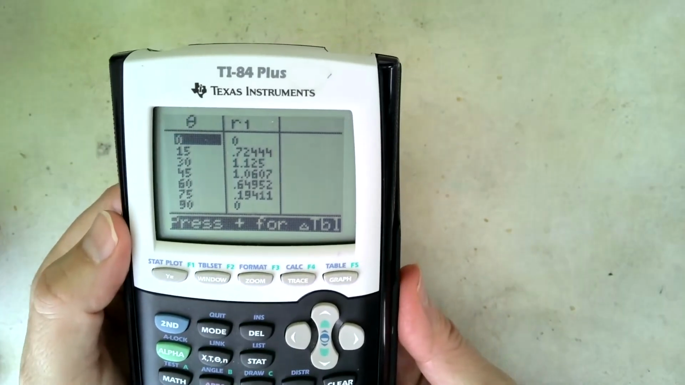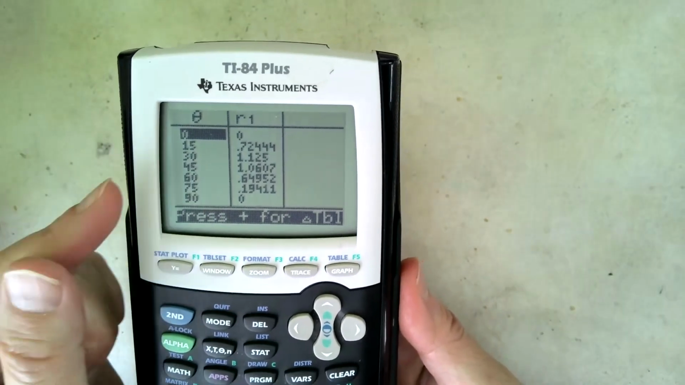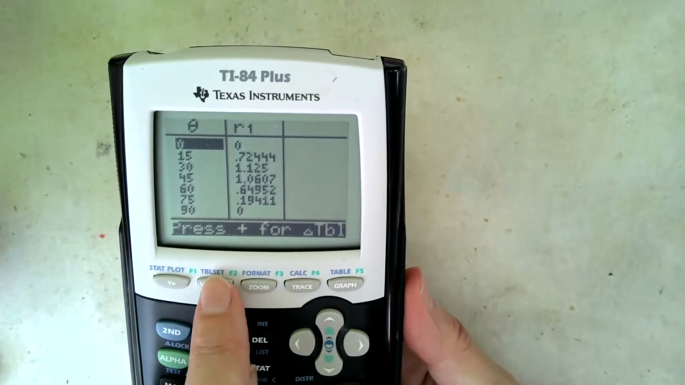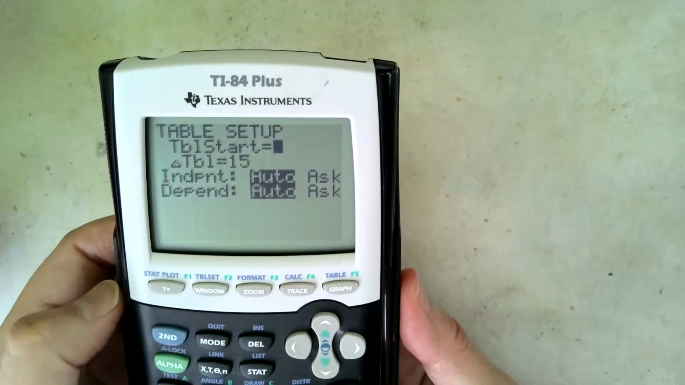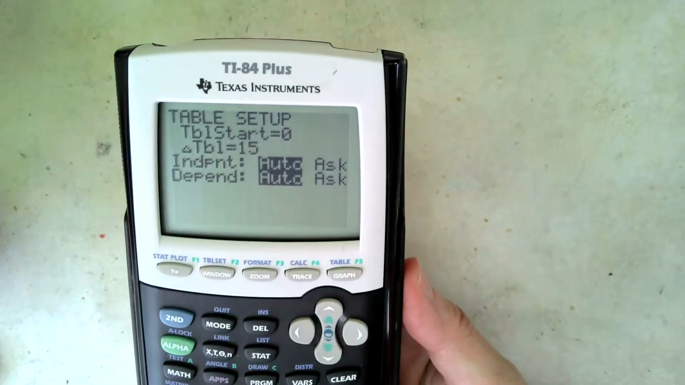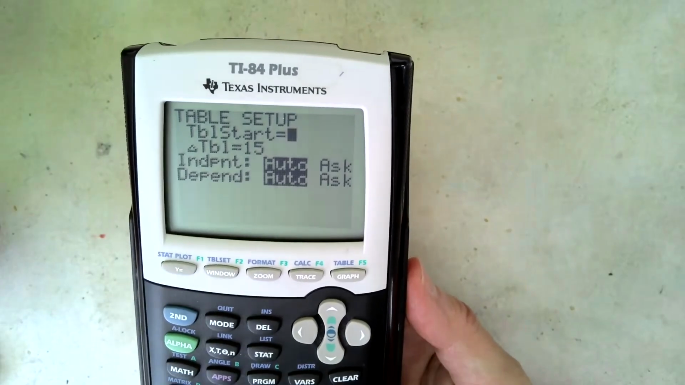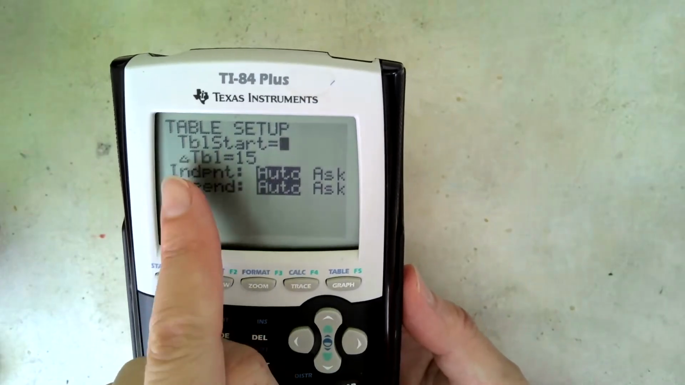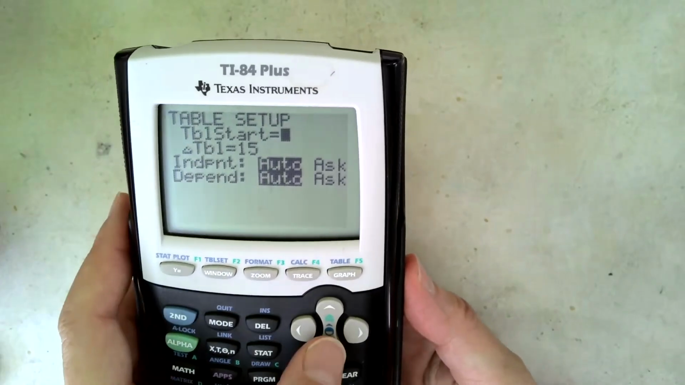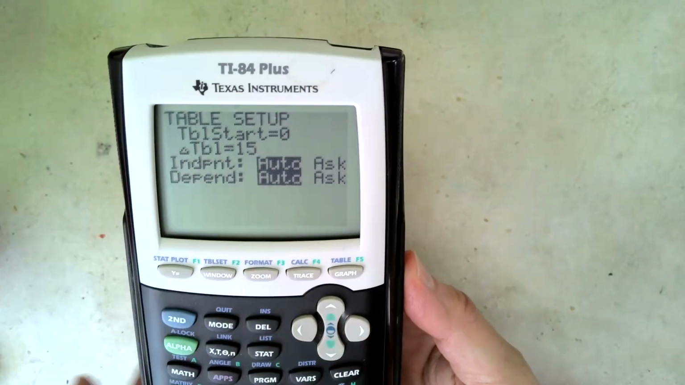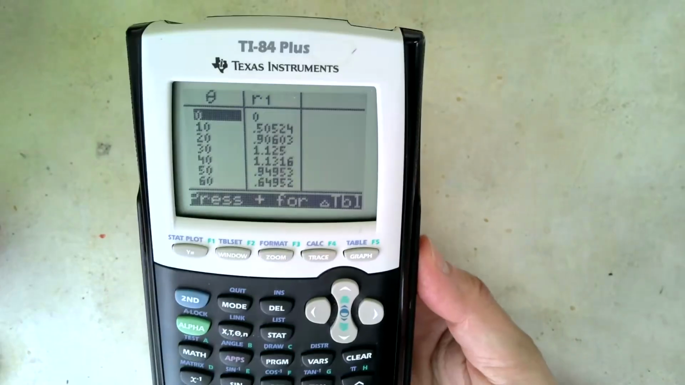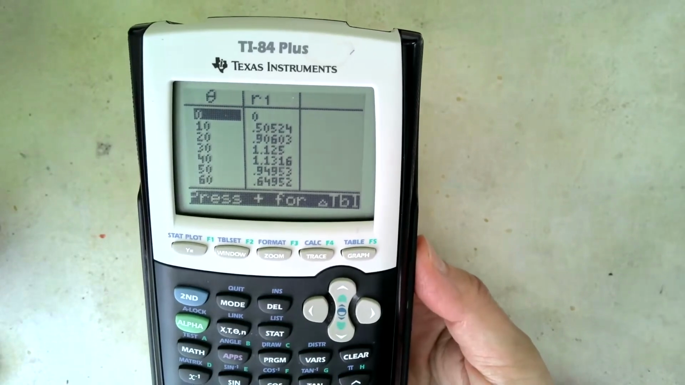Now, let's say you actually are required to have your table go up by tens. Right here, this blue key table set is where you're able to tell the table how you'd like it to be. So table start, we're going to start it at 0. If you need to start it somewhere else, you just change that variable. Here, delta table, this is how much it's going up between each point. So if we needed to go up by 10s instead of 15s, which would be weird, but sure, we do that. And then we go back to our table and voila, we're going up by 10 degrees now.